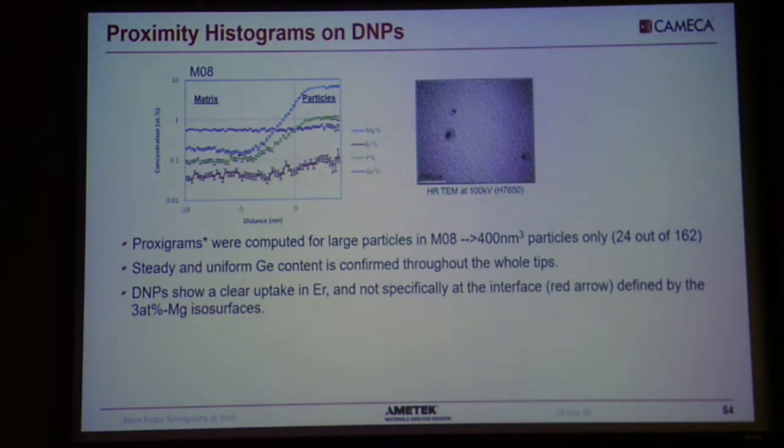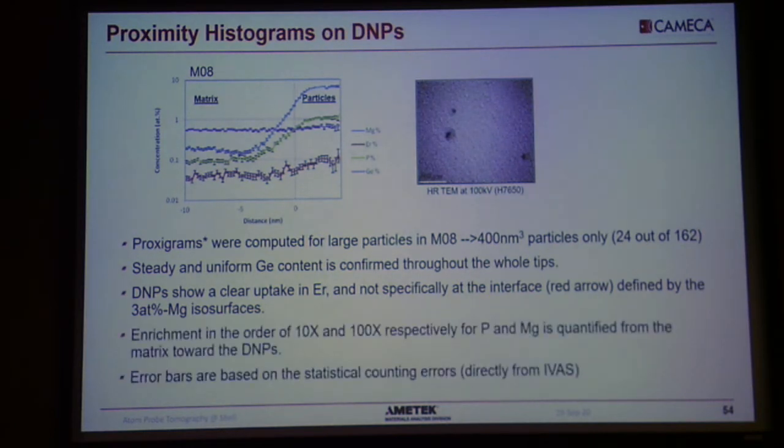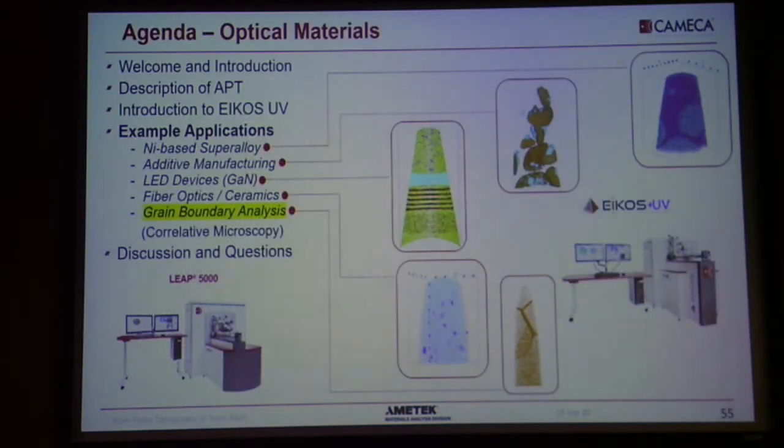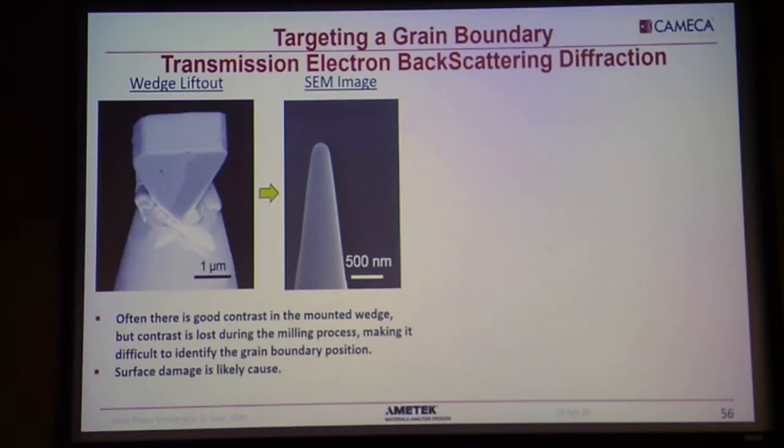Again, look at the error bars. They are large. They are not very small like they are here for the magnesium. But we still do have a trend that you can notice. So now it's time for me to maybe talk about grain boundary analysis. That means that maybe I will have time to talk about the lithium ion battery.